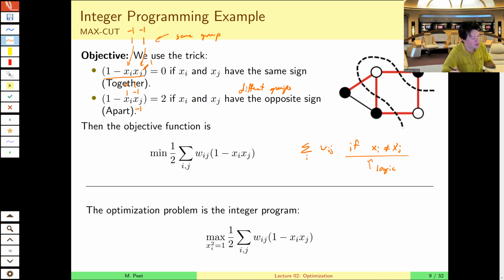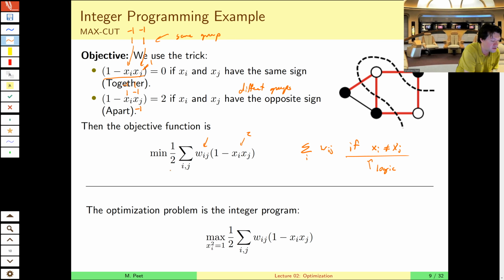Right, and so can we use these numbers to find little tricks for simplifying the optimization problem. What we can do then is add that to the objective. So we want to add w_ij if x_i does not equal x_j. So if x_i does not equal x_j, then this is 2, and so we have to add the 1/2 here. So we add it in.